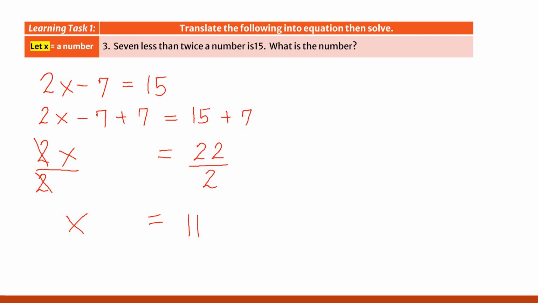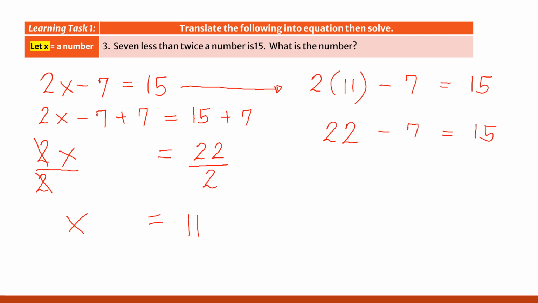So to check our work, go back dun sa iyong equation. Okay? Then you have 2, then x, which is 11. Minus 7 is equal to 15. What is 2 times 11? Of course, the answer is 22. And 22 minus 7 is equal to 15. What is 22 minus 7? Well, obvious, 22 minus 7 is 15. And 15, obviously, is equal to 15, which is, of course, correct.